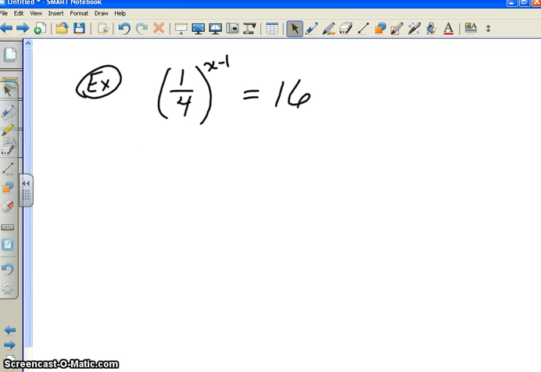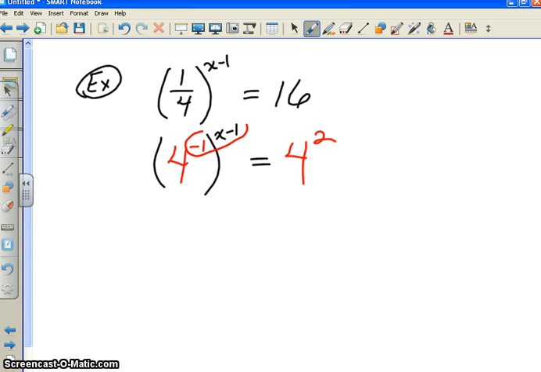Last one. Uh-oh, we've got a fraction, 1/4, and a 16 on the right. Don't get concerned with the fraction. Let's get rid of the fraction. 1/4 is the same as 4 to the -1 using our negative exponent rule. So I'm going to substitute that for 1/4. And then we all know that 16 is the same thing as 4 squared. And now I've got both bases to be 4.